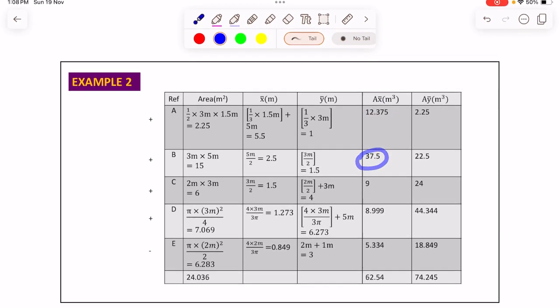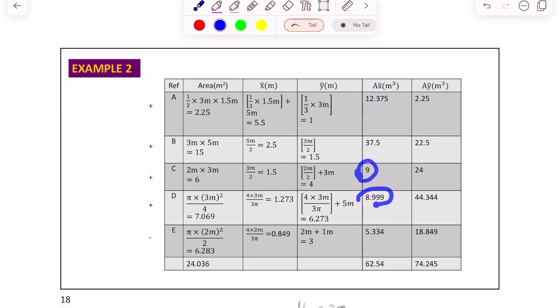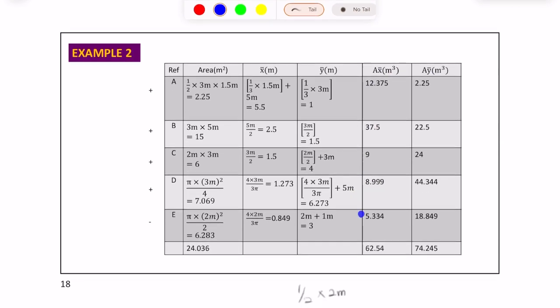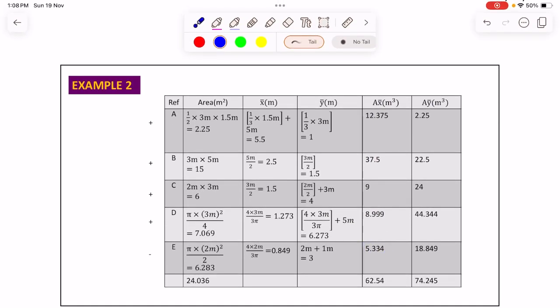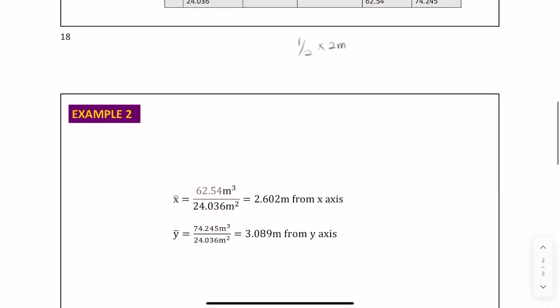When you calculate for ax bar, 12.375 plus 37.5 plus 9 plus 8.999 minus 5.334. For ay bar, 2.25 plus 22.5 plus 24 plus 44.344 minus 18.849. Dan you akan dapat semua value total di bawah. Dan kita boleh kira the x bar and y bar.